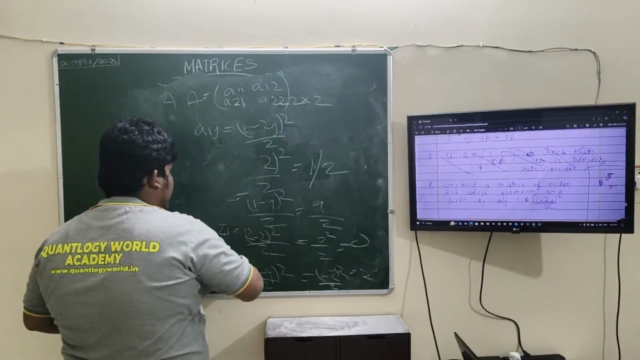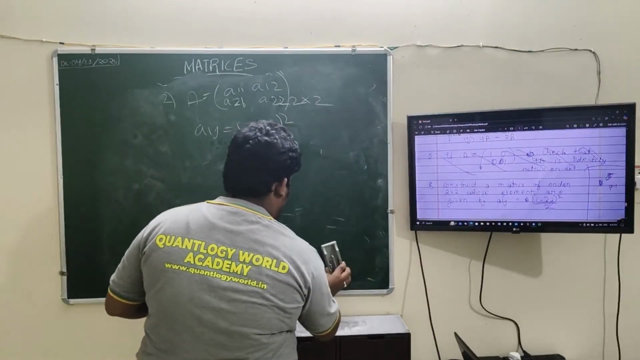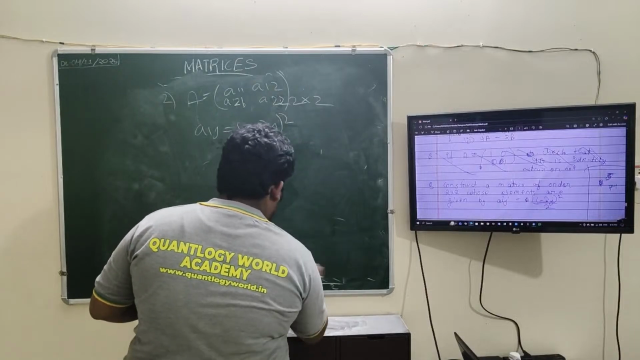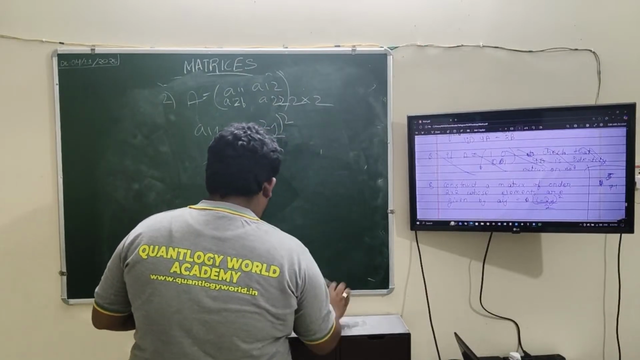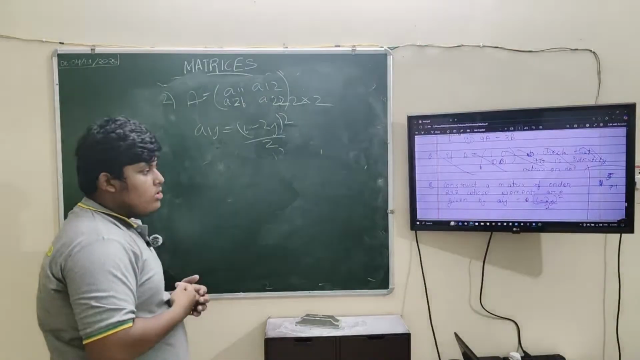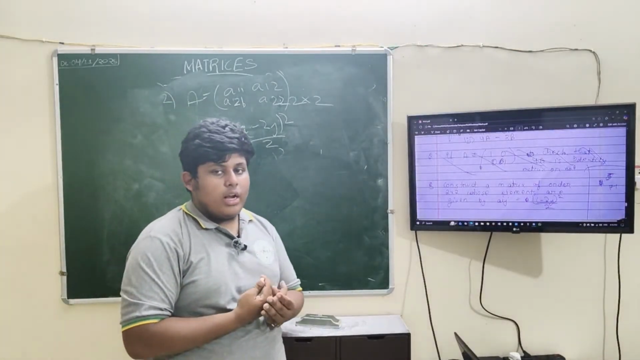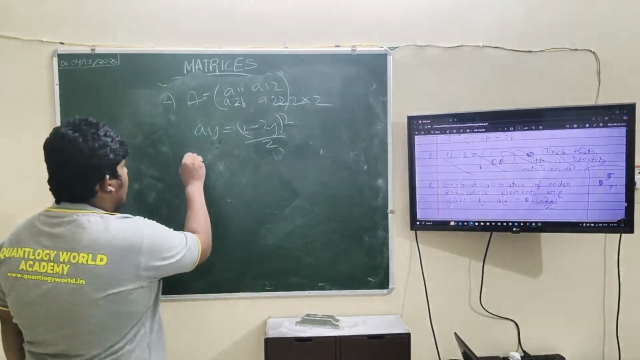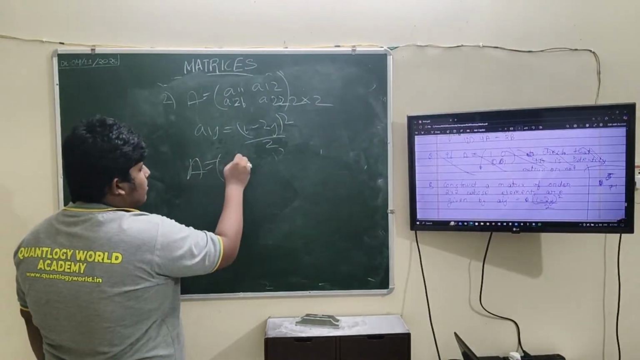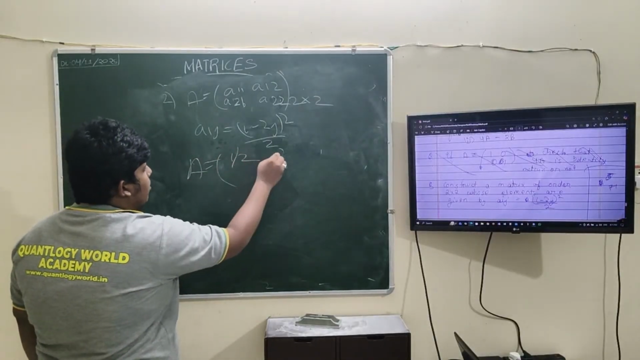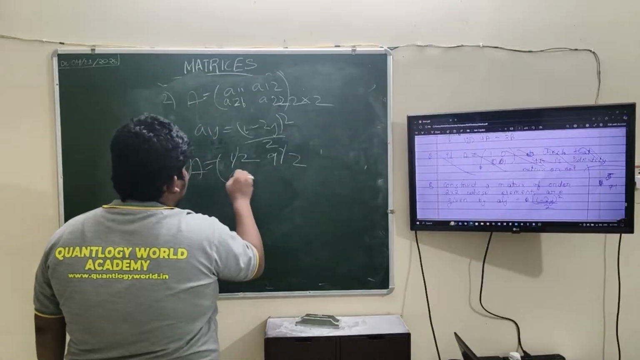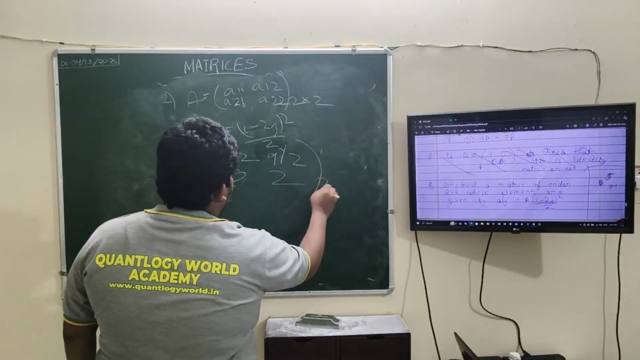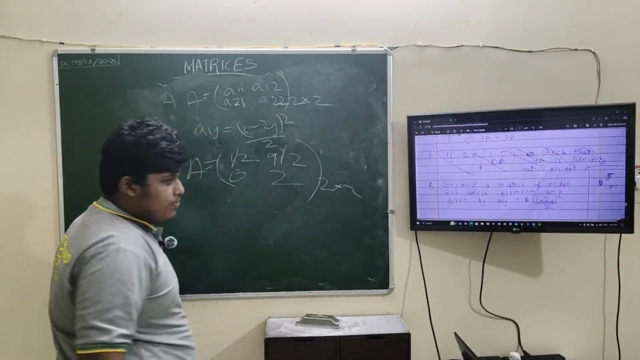Let's construct the matrix. If there are any doubts in solving these questions, then let me know in the comments. A equals 1 by 2, 9 by 2, 0 and 2. This is the resulting 2 cross 2 matrix.